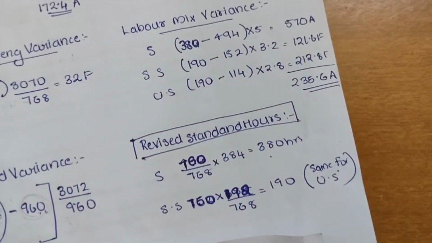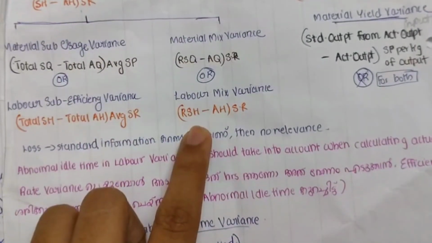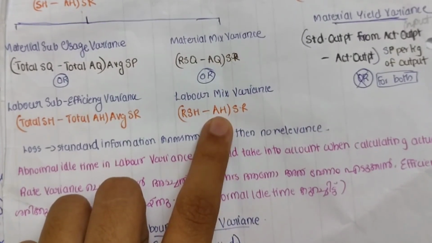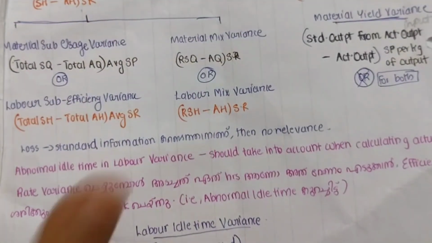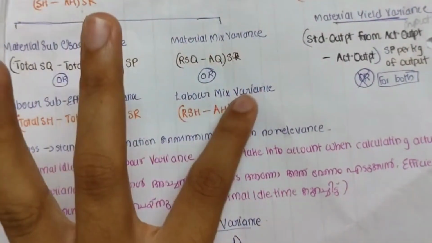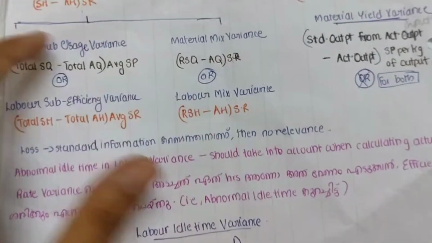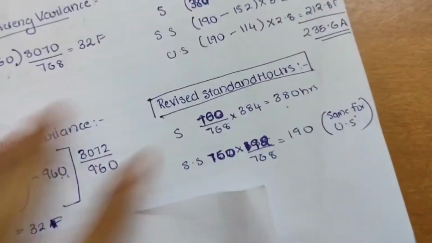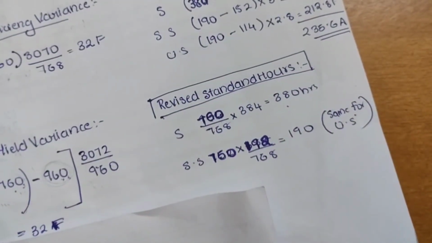Now we are going to the final one, labor mix variance. For that, we take revised standard hours minus actual hours, into standard rate. Here we take actual hours worked, since it is a branch of labor efficiency variance. We have to calculate the revised standard hours on the basis of these actual hours worked. So the first thing we have to do is calculate the revised standard hours. Let's calculate that first.